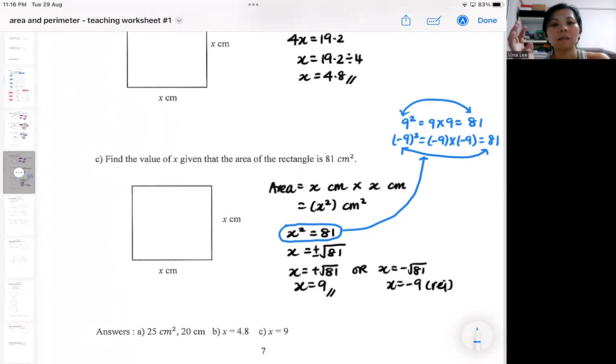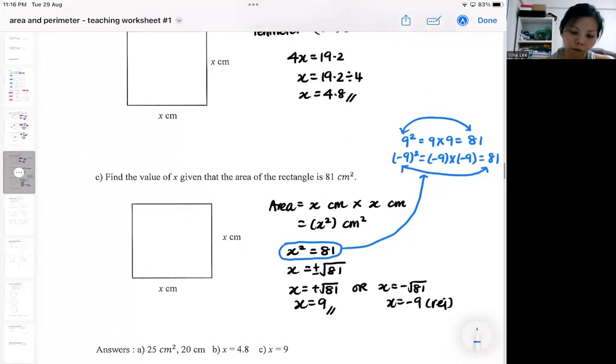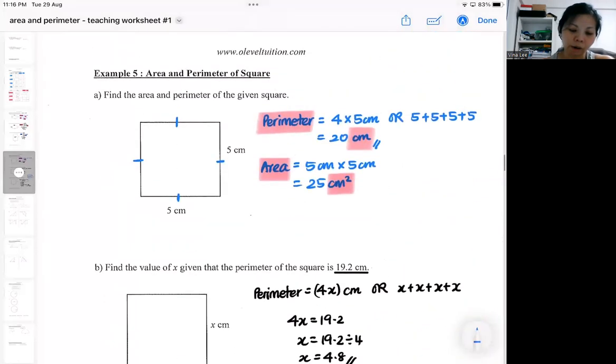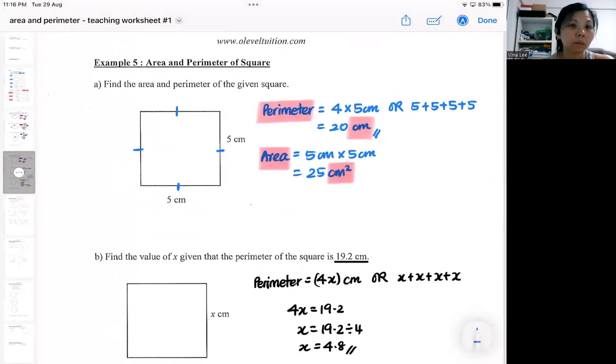But length is a positive quantity. You cannot expect a negative value for length. So we cannot accept the x that is negative if it's a length. Okay, so there is some amount of algebra involved. This is what you will need to take note.